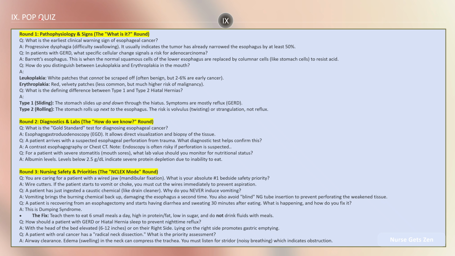Here is the pop quiz that we just answered, the questions and answers. This is for round 1, round 2, round 3. So take a screenshot in case you need it to practice, but we can practice more in the next part 3 about the NCLEX and the psychology of answering questions related to this chapter.